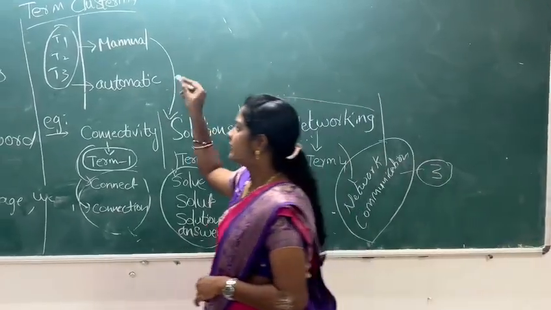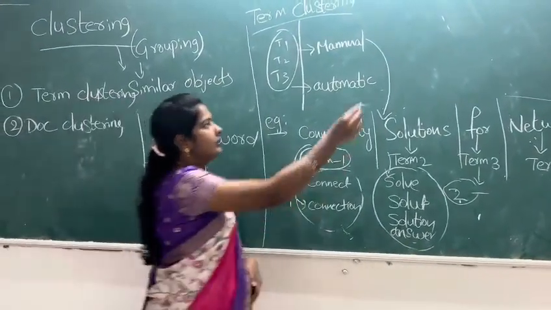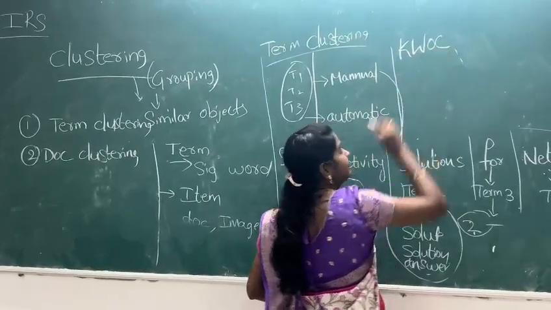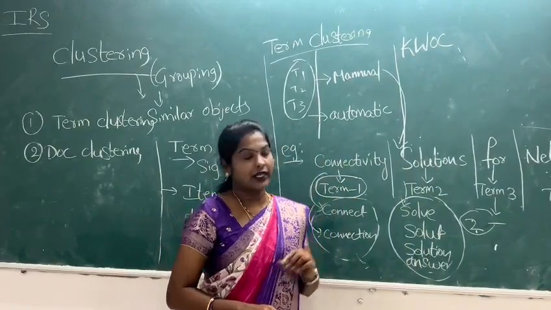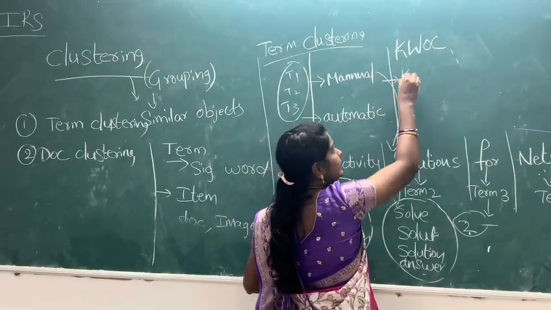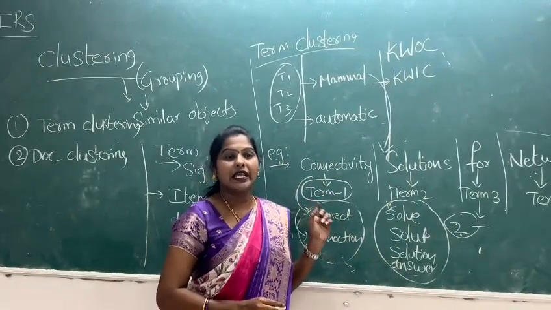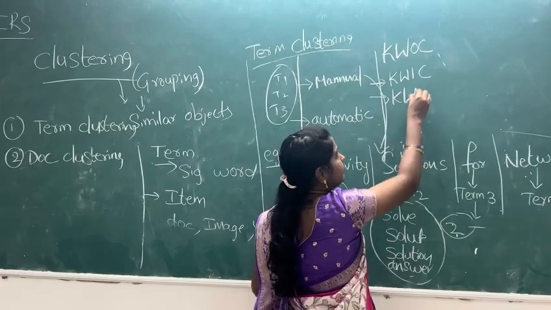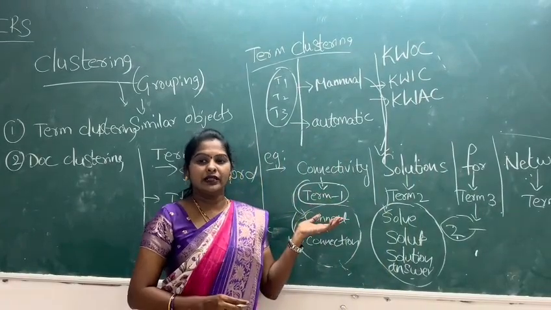Got it? Next, in this we are using other techniques like KWOC. What does KWOC mean? Keyword out of context. And the second one is KWIC, which means keyword in context. And the last one is KWAC. So these are the techniques we are following in doing the term clustering.